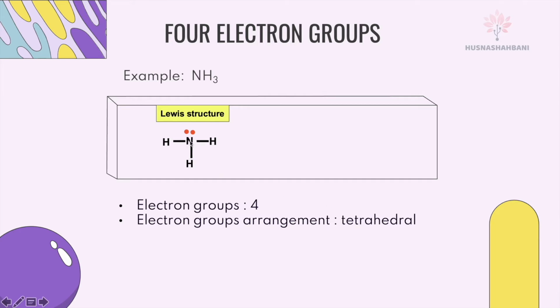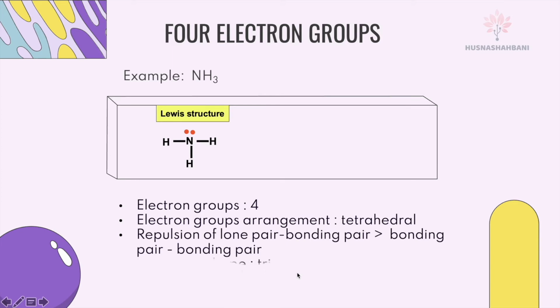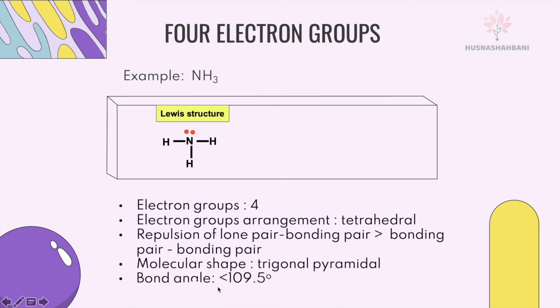To give the molecular shape, the central atom has 1 lone pair. If the central atom has a lone pair, the molecular shape name cannot be the same as the electron group arrangement. So the molecular shape is not tetrahedral. It is trigonal pyramidal with bond angle less than 109.5 degrees. This is the molecular shape of trigonal pyramidal.